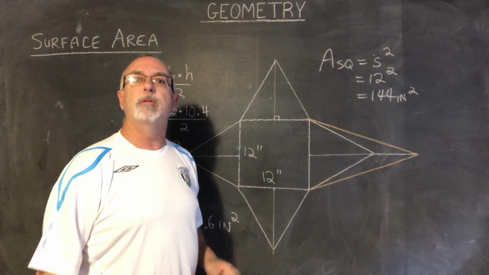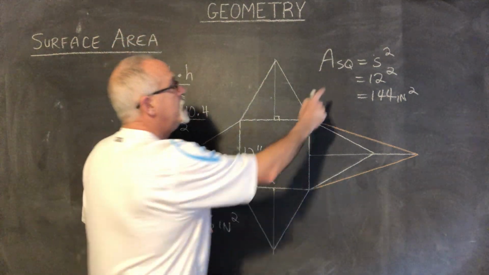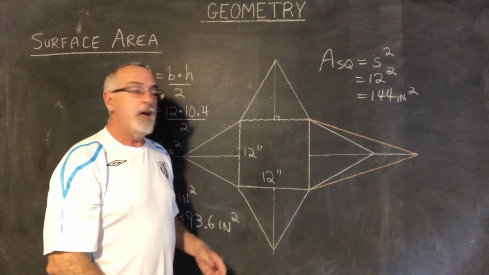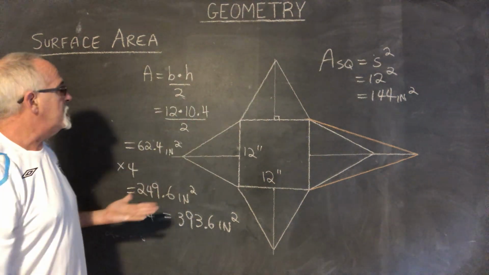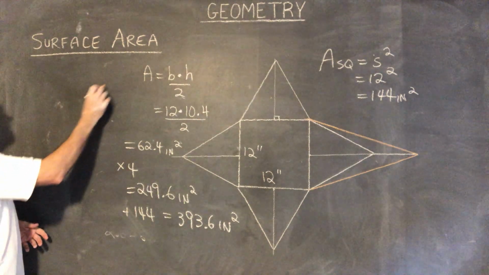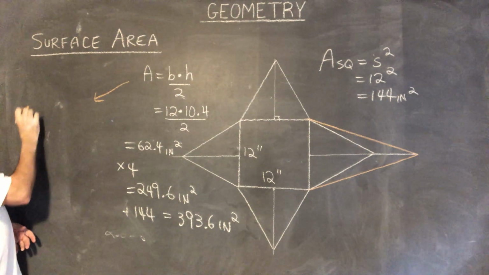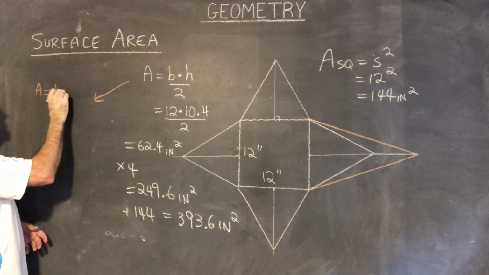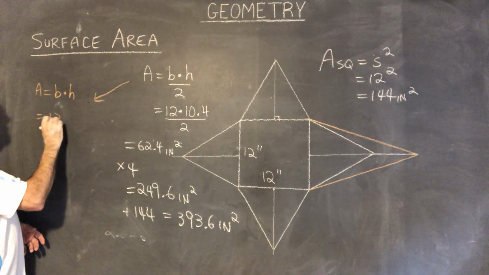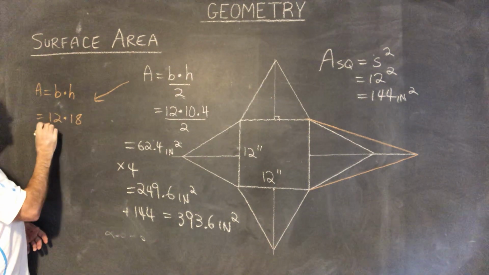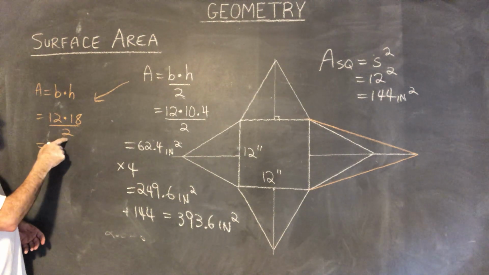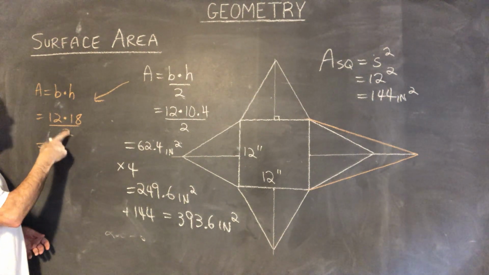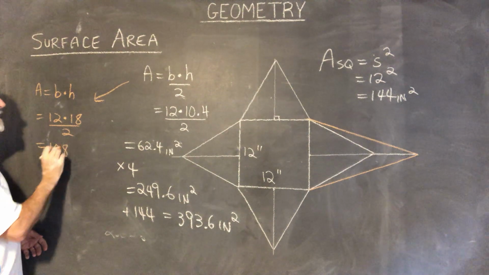Some of the work's already done for us. That's good because we don't have much time. The area of the square is going to be the same. But for the area of the triangle, the height isn't 10.4 anymore, it's 18. So I'll just do that right over here. Area equals base times height over 2, which is 12 times 18 over 2, which is easier to do in our heads. 18 divided by 2 is 9. 9 times 12, that's 108.